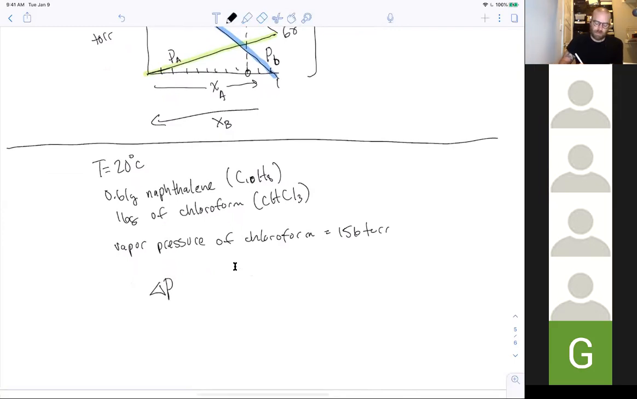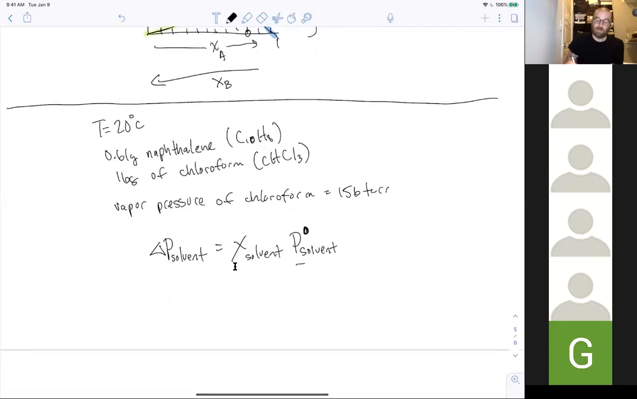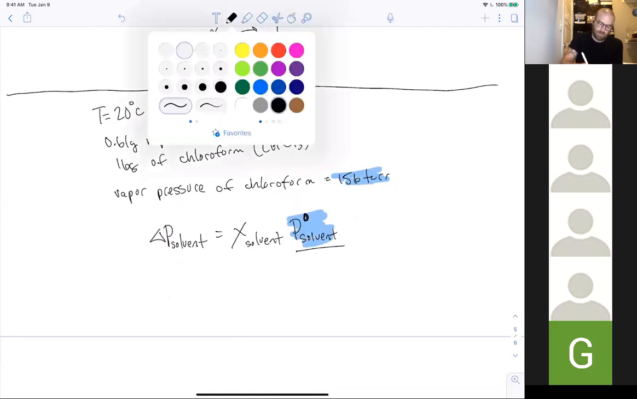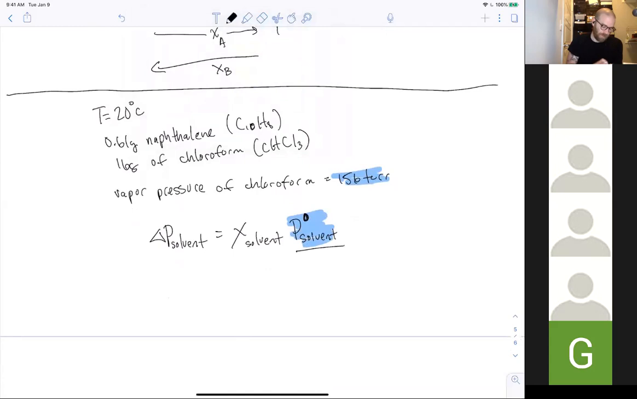Yeah. So all we're looking at is this, and we need to know the mole fraction of solvent that we have there, and that's multiplied times, so again, we're using that little 0 as the initial vapor pressure of the solvent. And so this is given as 156 torr. And so we just need to figure out what the mole fraction is there. And so we would calculate the molecular mass of naphthalene.